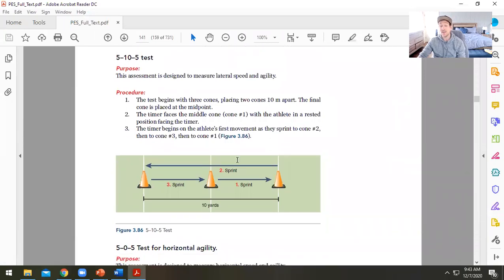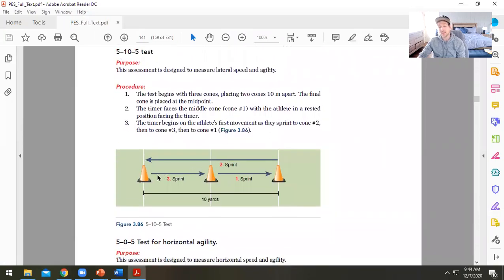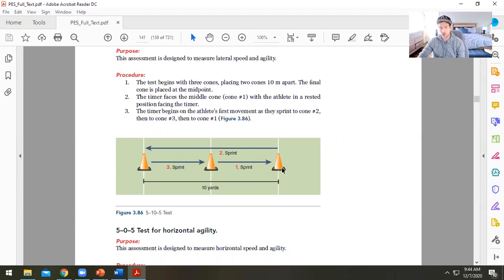The 5-10-5 test is a fun one. That is where you set 3 cones up 5 yards apart from each other, so 10 yards total, and that is a sprint. They have to touch each cone, right? So 3 cones, 10 meters apart. What they're going to do is face that middle cone, sprint to cone number 2, sprint to cone number 3, and then all the way back to cone number 1. So they're going to touch, and then all the way back.